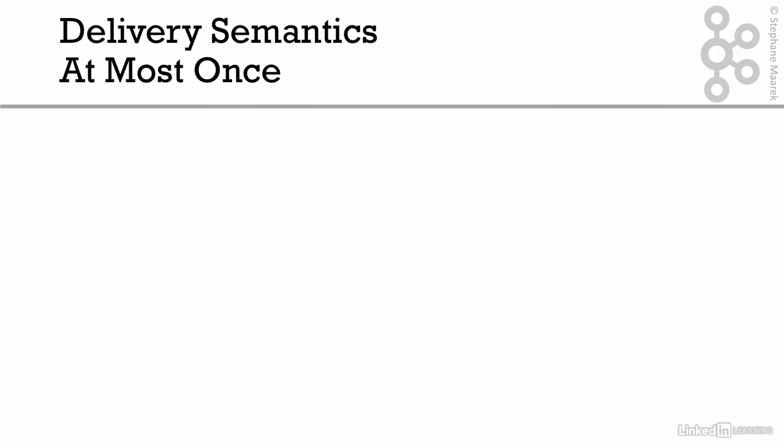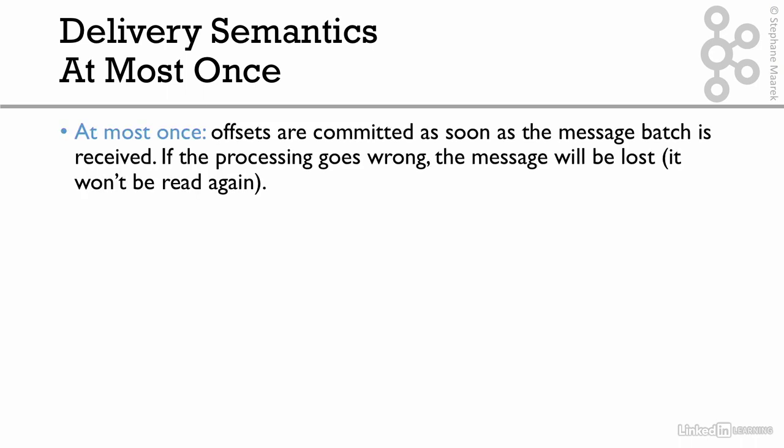Now that we have a project that does something quite cool, not just displaying data, but actually inserting data into Elasticsearch, I think now is the right time to talk about delivery semantics in depth. So let's talk about at-most-once. At-most-once is basically when offsets are committed as soon as the message batch is received. This is not what we're doing right now. We're in at-least-once.